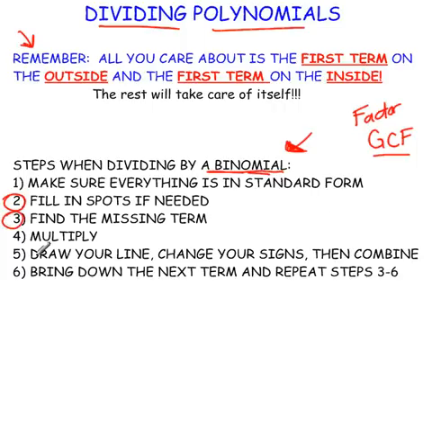Step 3, find the missing term. Step 4, multiply. Step 5, draw your line, change your signs, then combine. So you got a little rap going on that will help you out with dividing these polynomials. And last, bring down the next term and then repeat steps 3 through 6. Now, if you need to pause the video to make sure you have all that written down, go right ahead, and I'll be here ready when you are to go on.